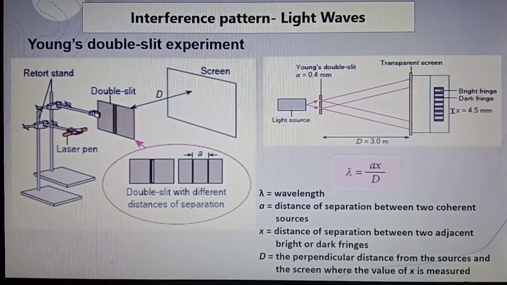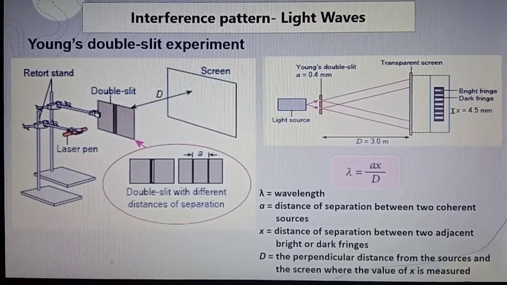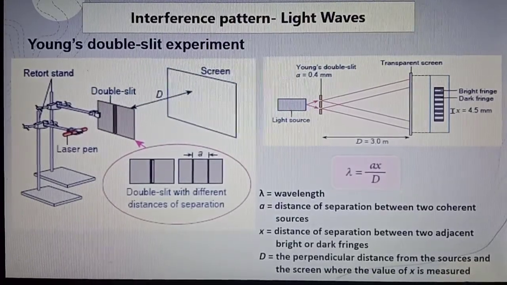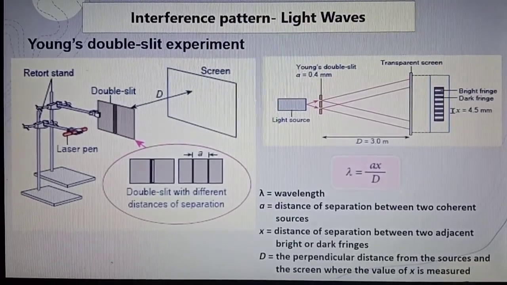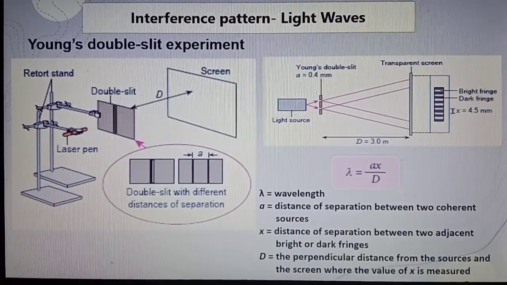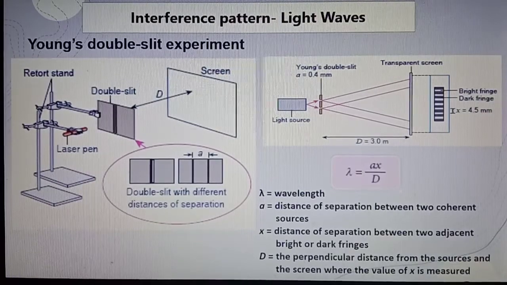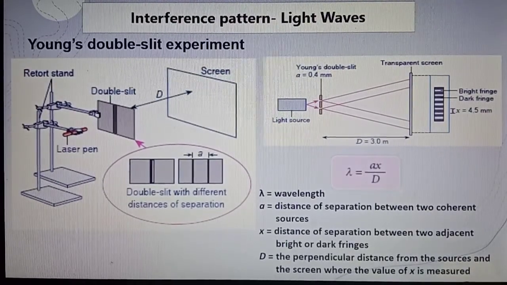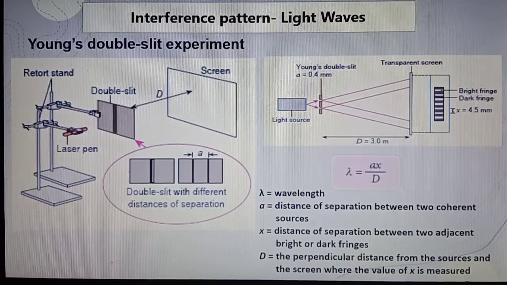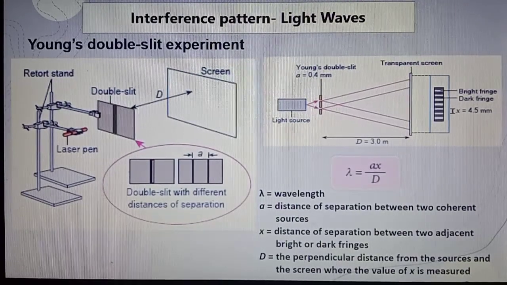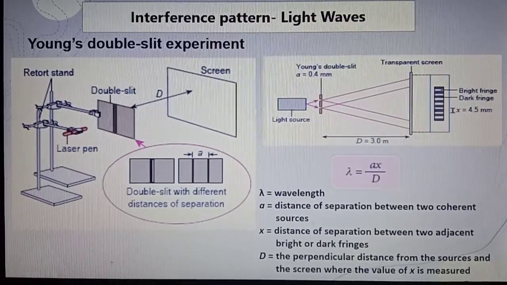Okay, so in the spectrum of white light, red has the longest wavelength compared to the other colors. And the shortest wavelength is violet. I hope you remember the arrangement of the colors, especially the colors of the rainbow. That one is the spectrum of white light.